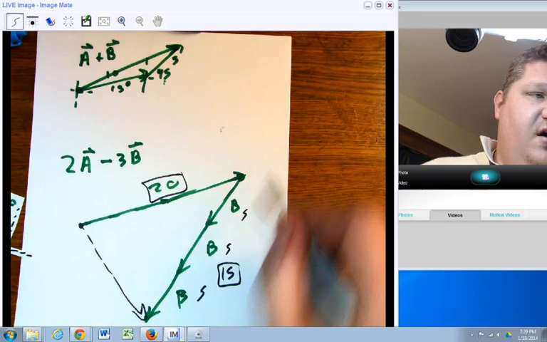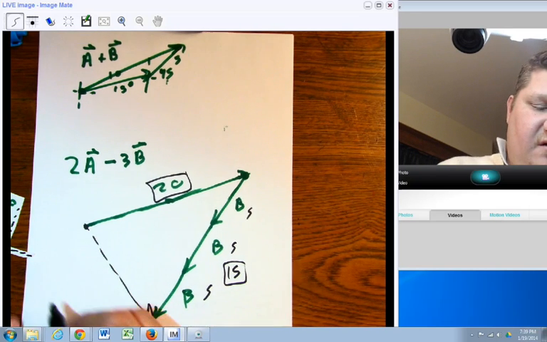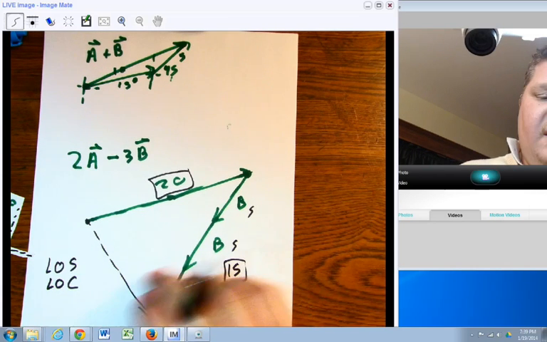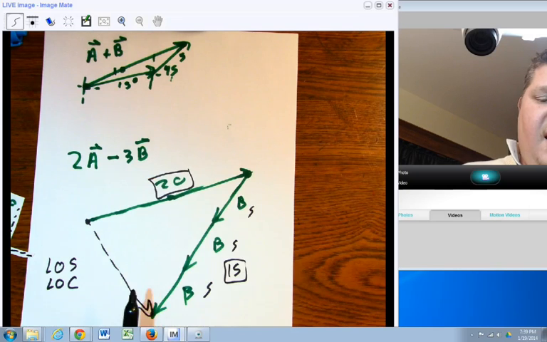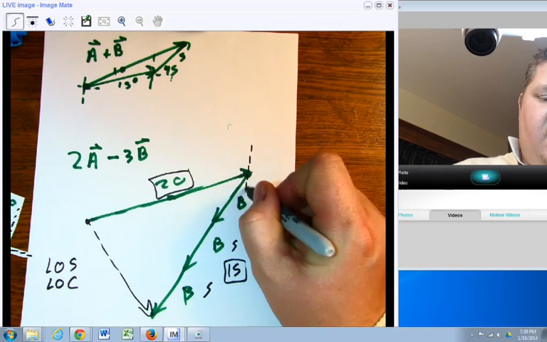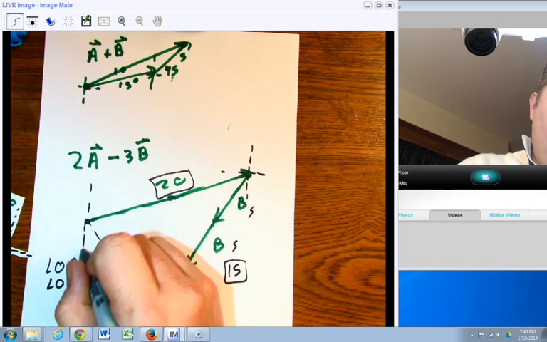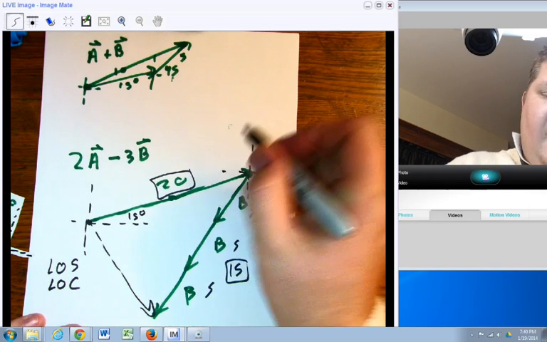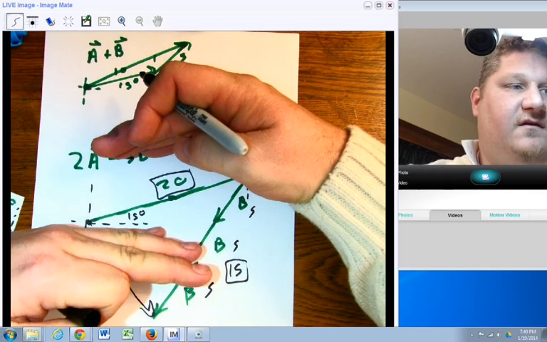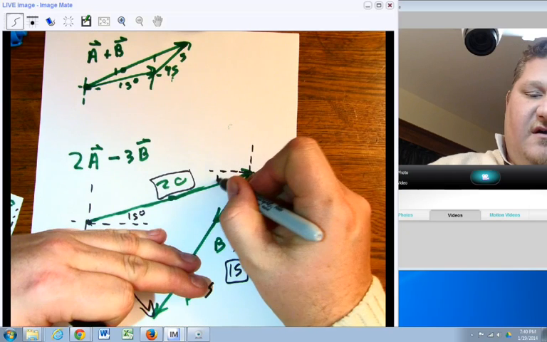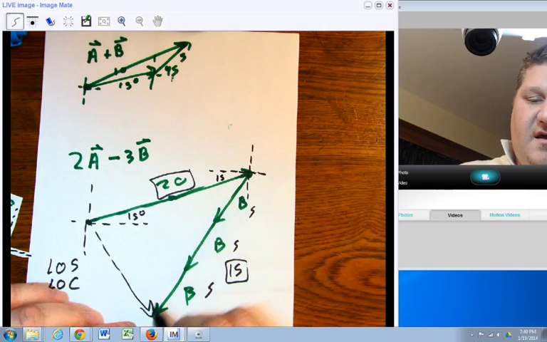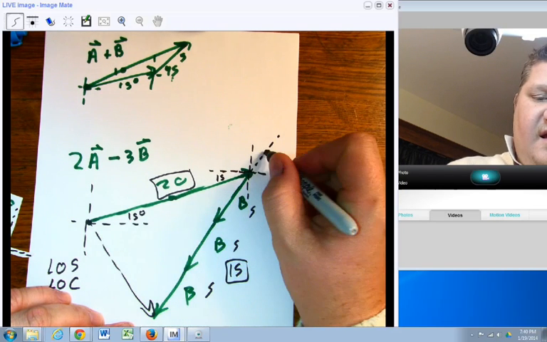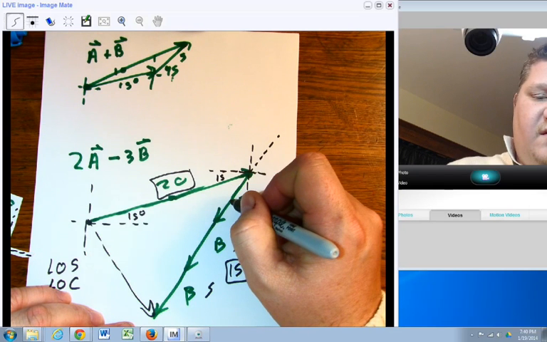Now, I have a non-right triangle, so non-right triangles means law of sines or law of cosines. In our case, we're going to have this side and this side, and the best we can do is the angle in between. Now, if this is 15 degrees here, that means, according to parallel lines, we have an alternate interior angle of 15 degrees here. If this was 45 this way, it's now going to be significantly different.